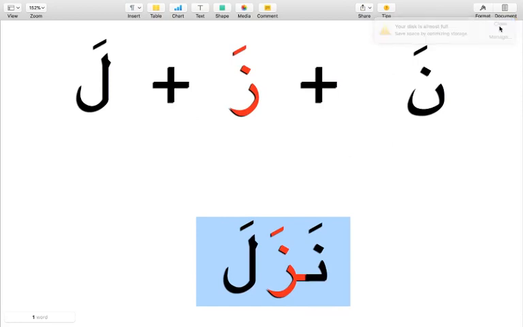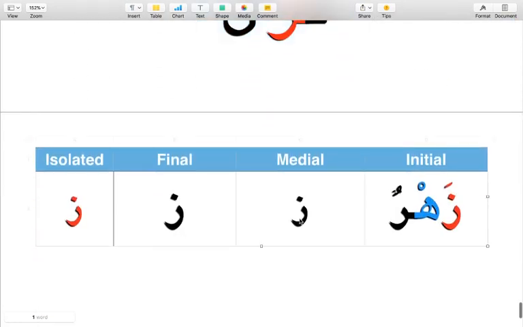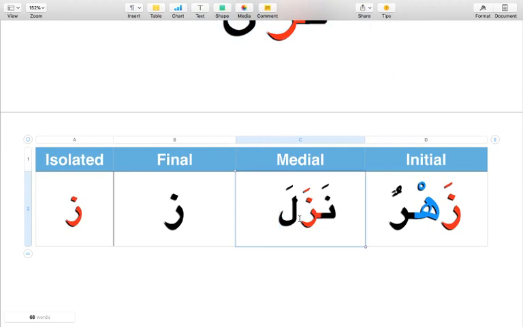Let's paste that in here. Zal actually will not have a medial form, but this is the final form, and this is how it will be written in the middle of a word.